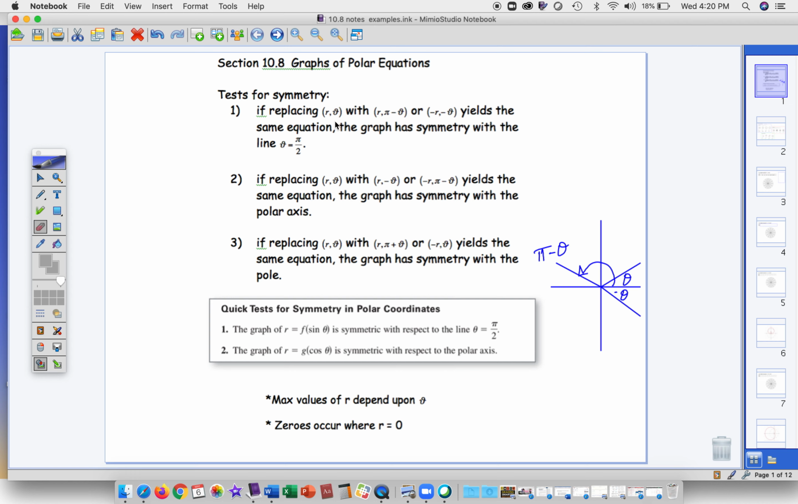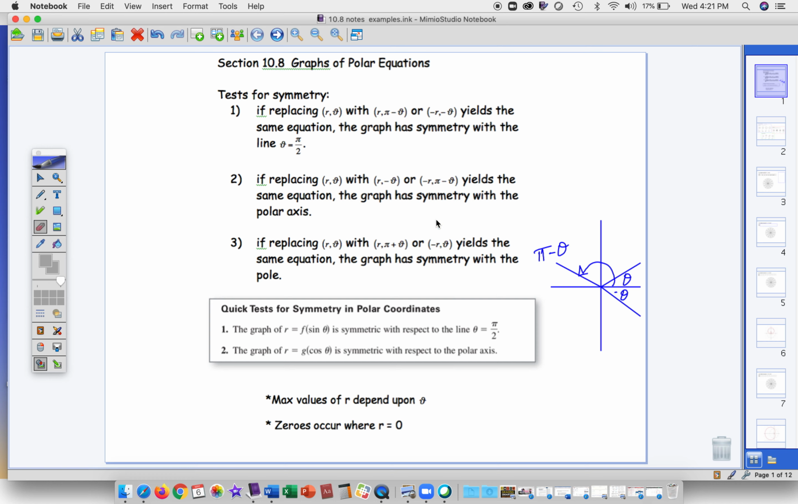If replacing (r, theta) with (r, pi minus theta) or (negative r, negative theta) yields the same equation, then the graph has symmetry with the line theta equals pi over 2, which, remember, is the vertical line. If replacing (r, theta) with (r, negative theta) or (negative r, pi minus theta) yields the same equation, then it has symmetry with the polar axis, which is the horizontal axis. And if replacing (r, theta) with (r, pi plus theta) or (negative r, theta) yields the same equation, then the graph has symmetry with the pole.